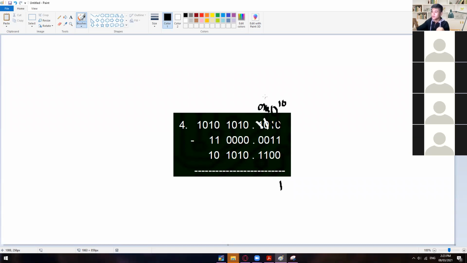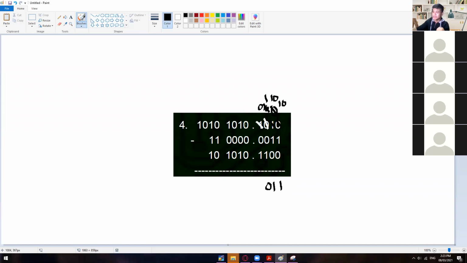So 10 will become 1. And then this 0 will become 10. So 10 minus 1 is 1. And then 1 minus 1 is 0. And then from here, we have 0 minus 1 cannot be, so we have to borrow again.